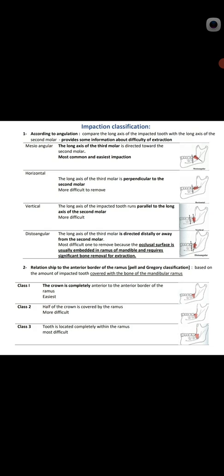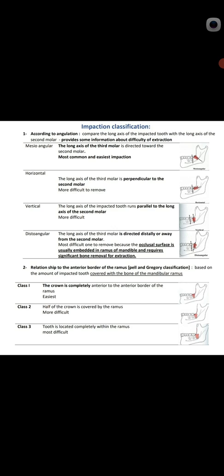First, according to angulation, meaning the angle the third molar impaction makes with the second molar. Second is the relationship of the impacted third molar with the anterior border of the ramus. And third is the relationship of the impacted third molar with the occlusal plane, compared with the level of the second molar.